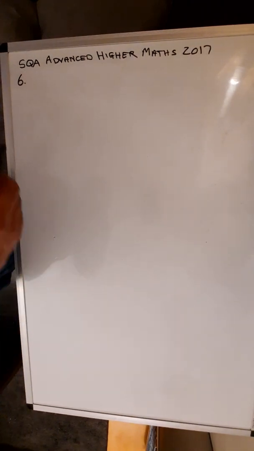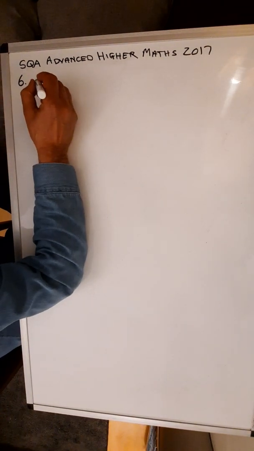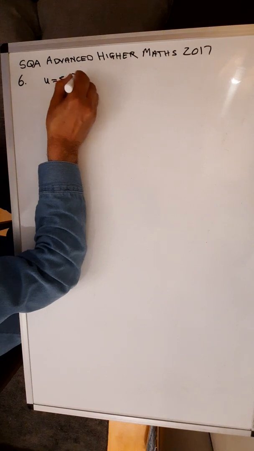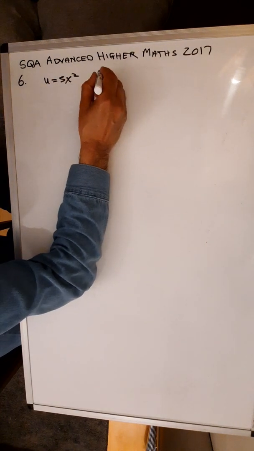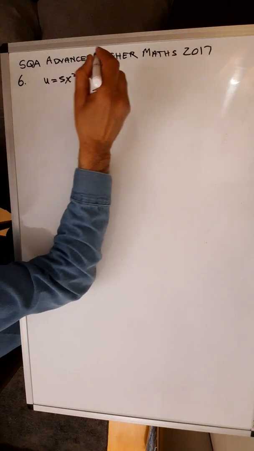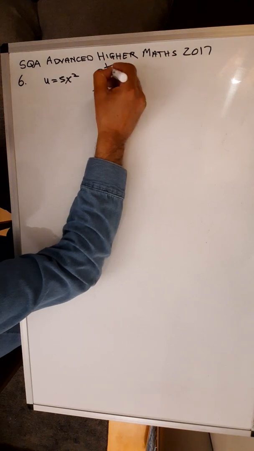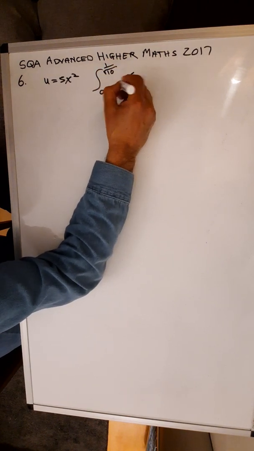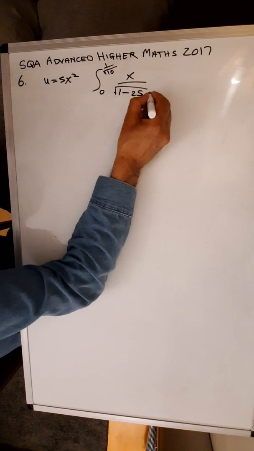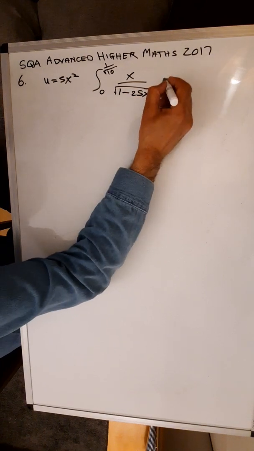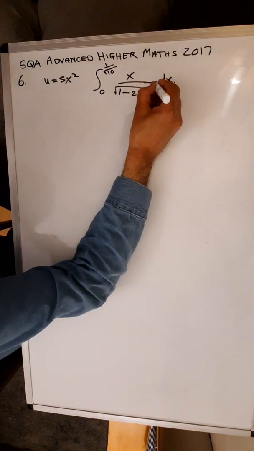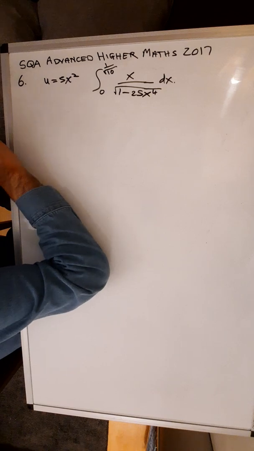SQA Advanced Higher 2017, question number 6. Use the substitution u is equal to 5x squared to find the exact value of the integral from 0 to 1 over root 10 of x over the square root of 1 minus 25x to the power of 4 dx with respect to x, and this is for 6 marks.